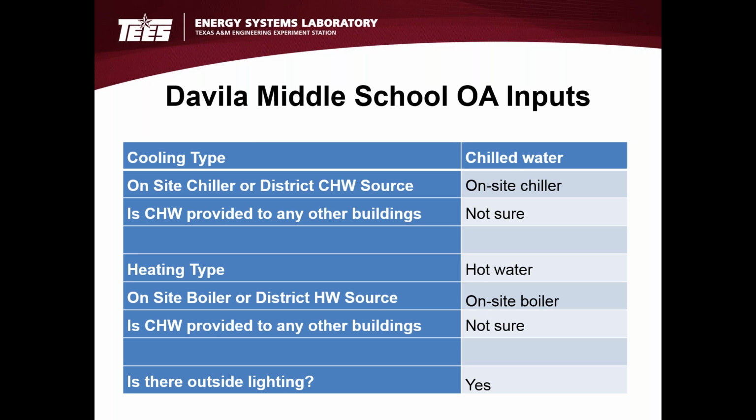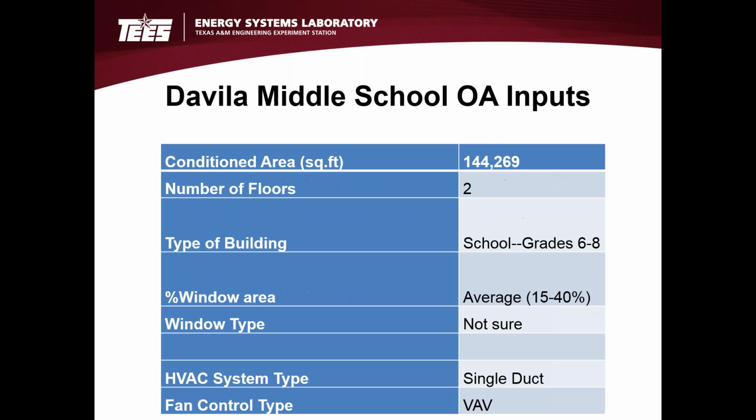Does this cooling system provide cooling to any other buildings that aren't on that same meter? Well, before we got there, we didn't know. What kind of heating? Well, they told us it was hot water, and there was an on-site boiler. And this slide has an error down there because it says is chilled water provided to any other buildings. That should be is hot water provided to any other buildings. We said, we're not sure. They said, yeah, there are parking lots, and so there's outside lighting on these parking lots. Didn't say anything about how much.